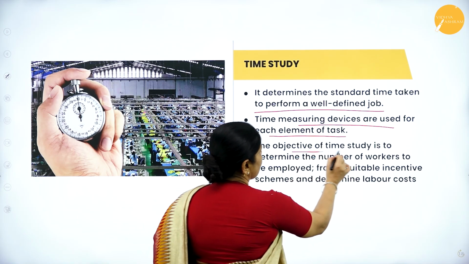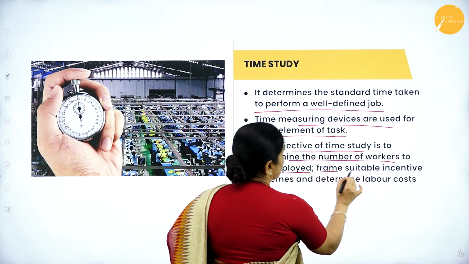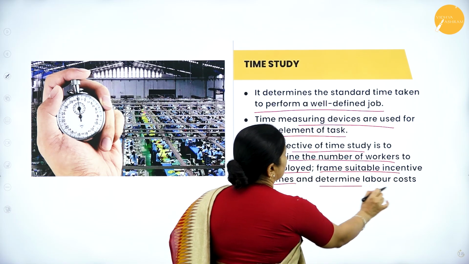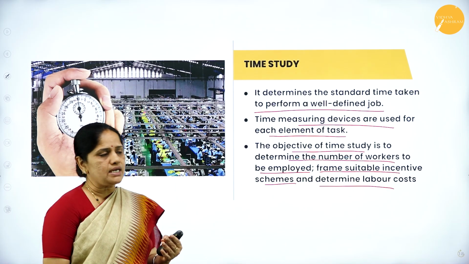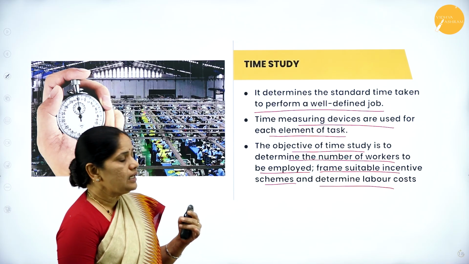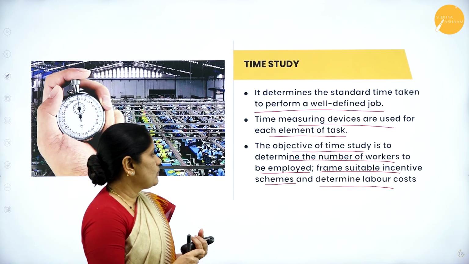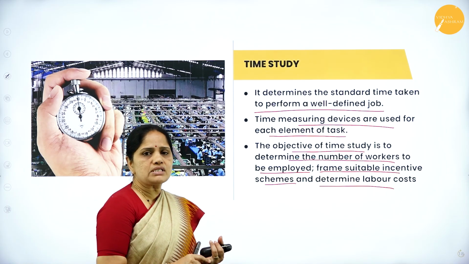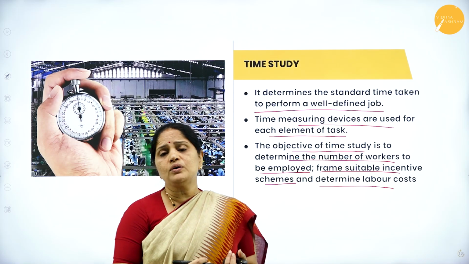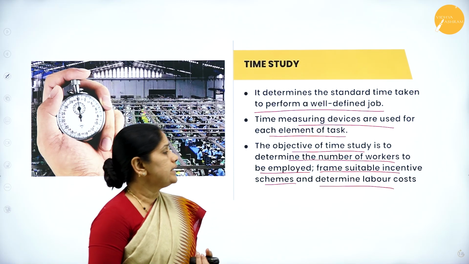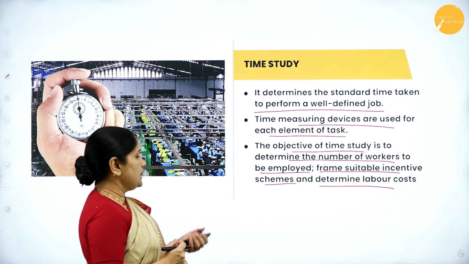So the objective of time study is to determine the number of workers to be employed, frame suitable incentive schemes, and determine the labor cost. So why should we do time study? The time study is done to see what is the number of workers we are employing. Second one is to have incentive schemes. So if the worker exceeds the standard output, then he should be properly rewarded. And also to determine the labor cost, we need to do the time study.